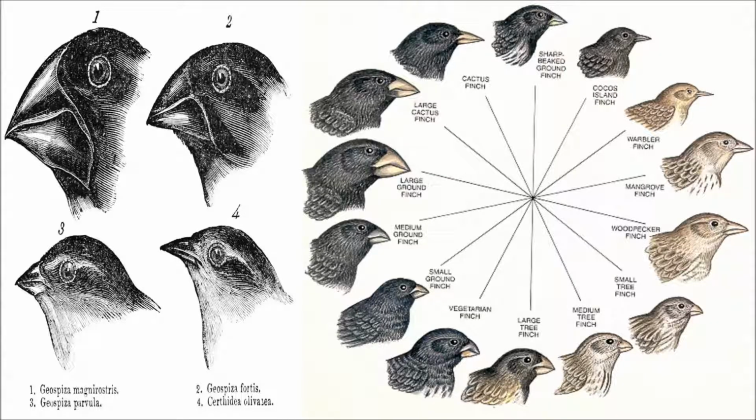Here are two diagrams of finches. The one on the left was made by Charles Darwin himself, and the one on the right is a more modern, different one. As you can see, this large ground finch right here has a big beak, which means it probably eats nuts and seeds, while this warbler finch has a very tiny beak, which is probably for eating insects instead.